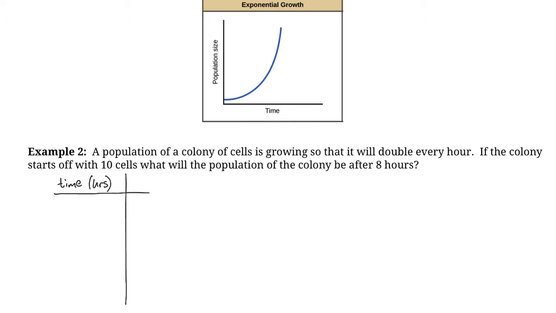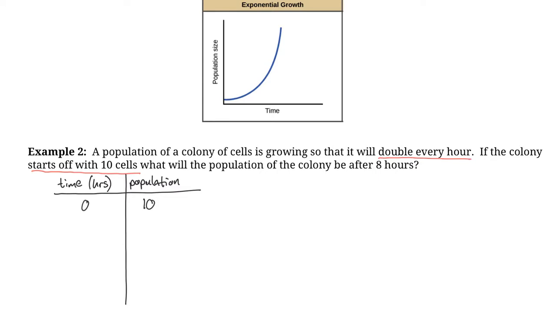And the population is our dependent variable. We know from the problem that it starts off with 10 cells. So at 0 hours, that means we're going to have 10 cells. And the question also tells us that the colony of cells is growing so that it will double every hour.